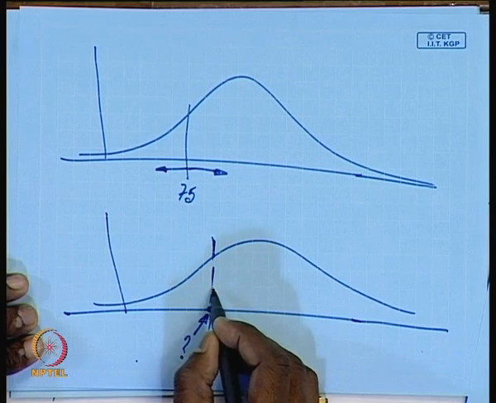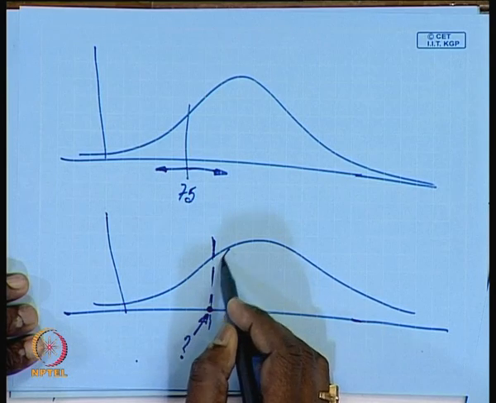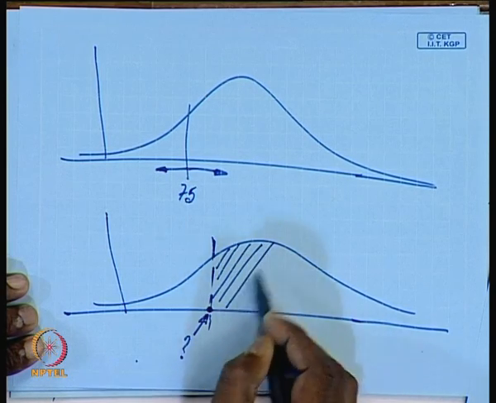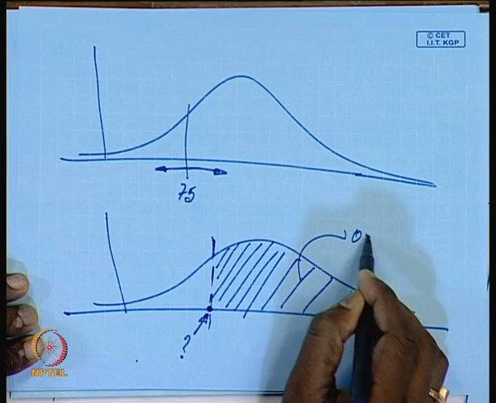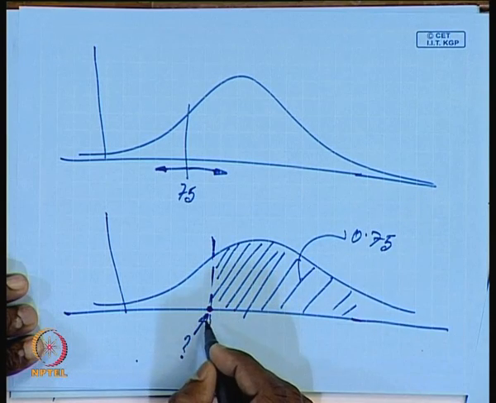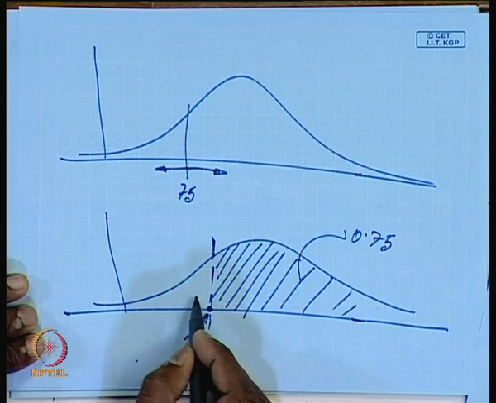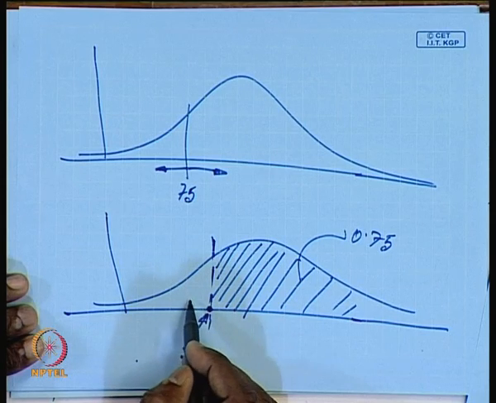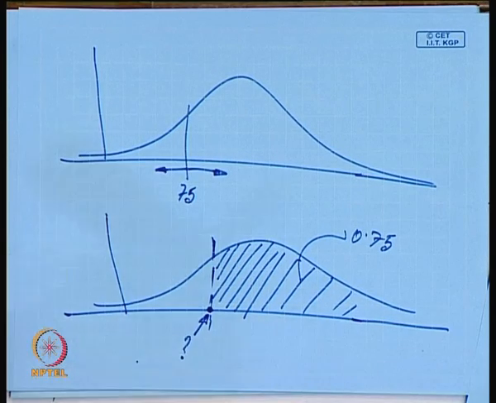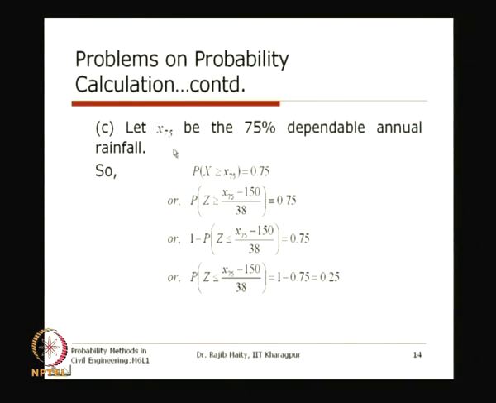This is 75% dependable means the probability on the higher side of that value equals 0.75. Now from the CDF point of view, we want to know the value up to which the total area covered under the PDF equals 0.25. This is the concept. And as we have denoted x75 as that particular value, the probability of x greater than or equal to that value equals 0.75.